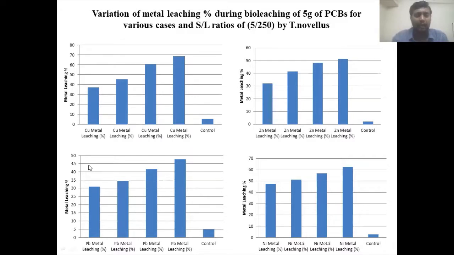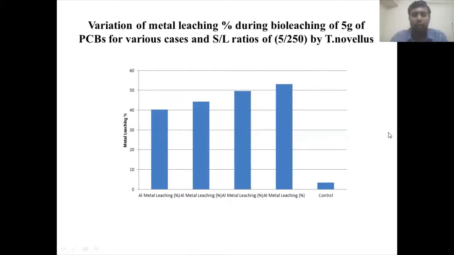For lead also, the leaching efficiency seems to vary for different metals because of their sensitivity to the bacteria and to the reactive substances. This is for aluminum. For all five metals and all cases, but I have only presented the 5 gram by 250 results.